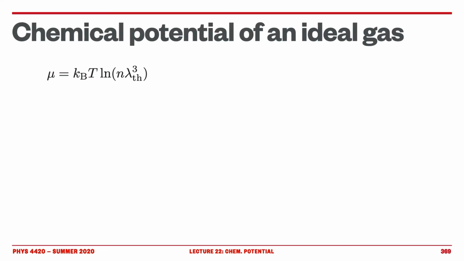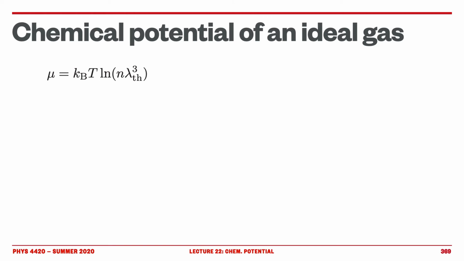So let's try to formalize all this. Let's think a little bit about the chemical potential of an ideal gas. We already know what the chemical potential of an ideal gas is. It's something we calculated in one of the previous lectures, where we found that the chemical potential is related to the logarithm of the density of the gas times the thermal wavelength to the power 3.